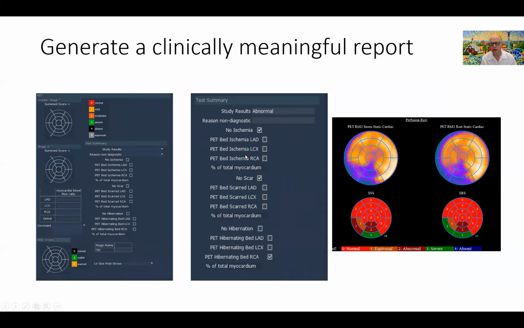Then we move to the page to report the perfusion defects. As I showed you before, this is how we call the perfusion defects. There was no ischemia to see here. We did not call any scar, given the fact that this area of perfusion defect reflected hibernation, so no ischemia, no scar, and then we called hibernation in the territory of the RCA.